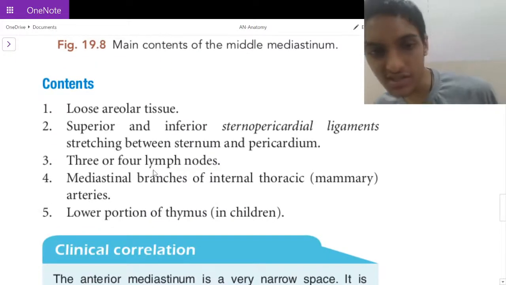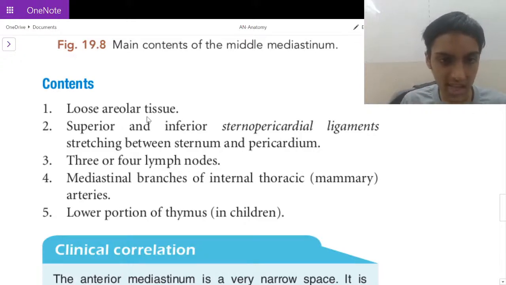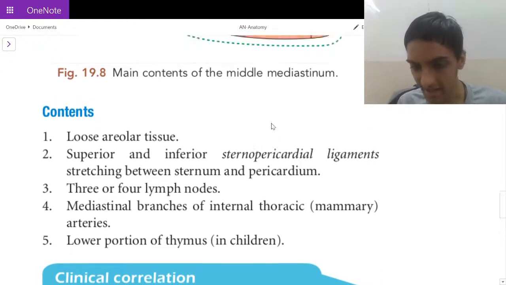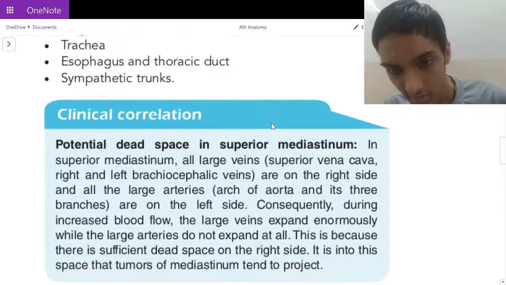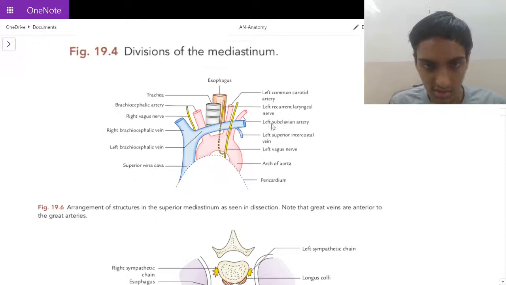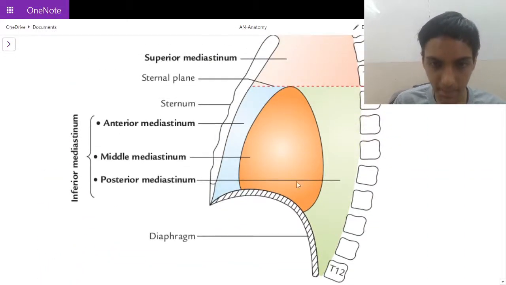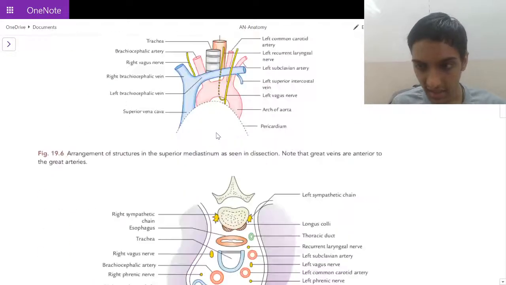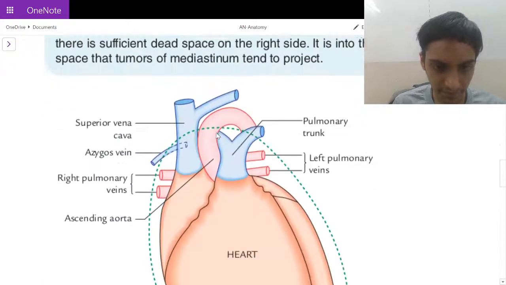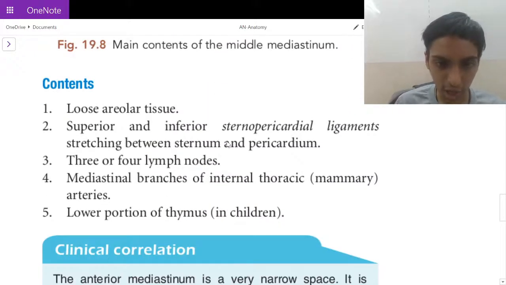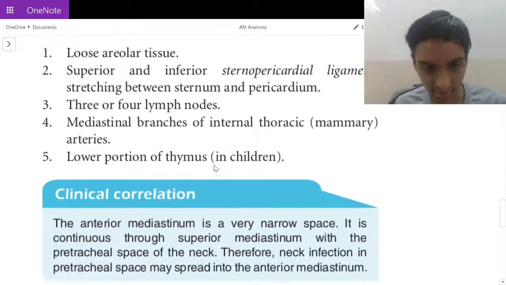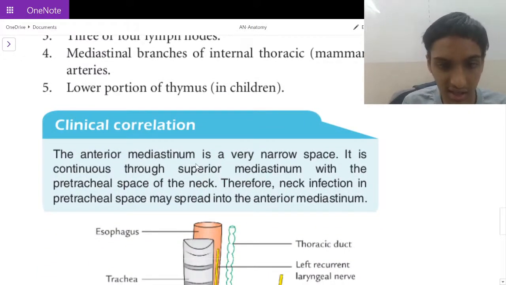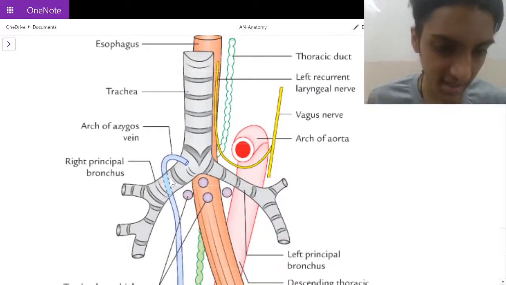Now the contents of the anterior mediastinum: we have the loose areolar tissue, the sternopericardial ligaments. I will show, one second. We can see here the sternopericardial, this is the pericardium. This is the sternum, so here ligaments will come, the sternopericardial ligament. And then we have 3 or 4 lymph nodes, internal thoracic arteries and thymus in children. Here, basically, infection can happen. It is enclosed with the pretracheal space where the infection goes to the anterior mediastinum.